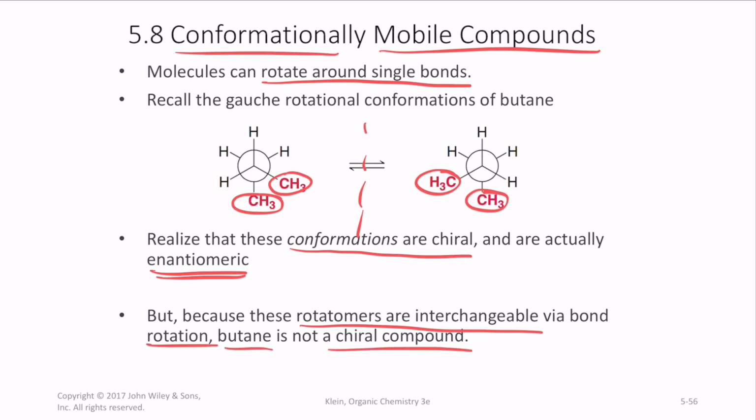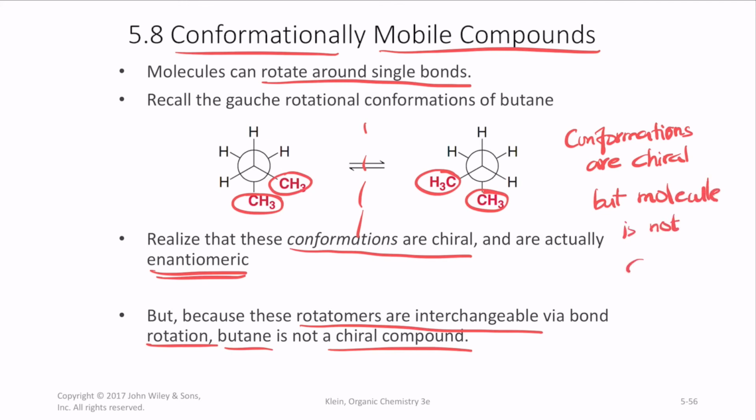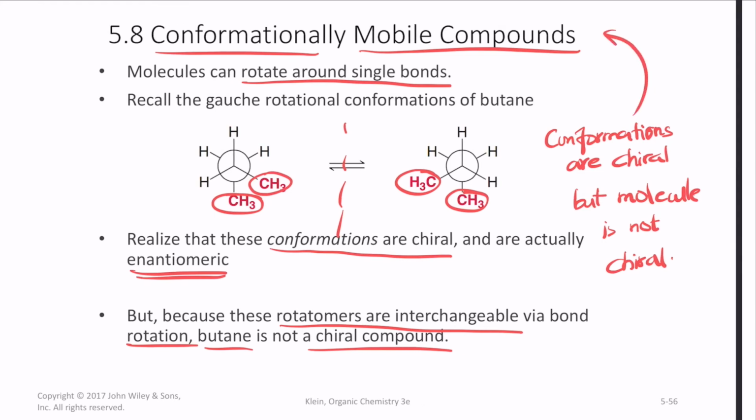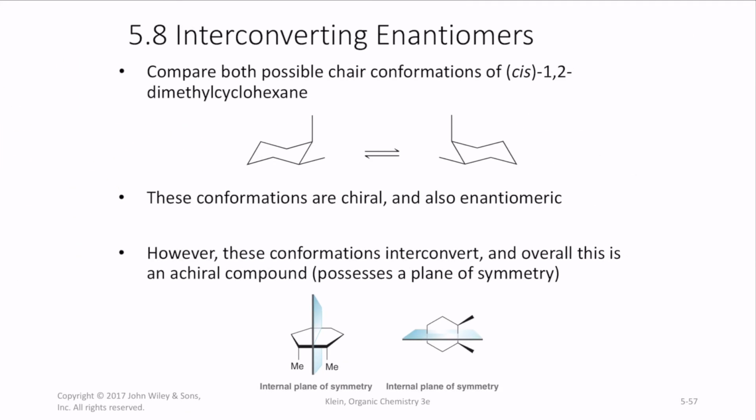So remember that these are compounds where conformations are chiral but the molecule is not chiral. These are examples of conformationally mobile compounds. Next one are interconverting enantiomers.